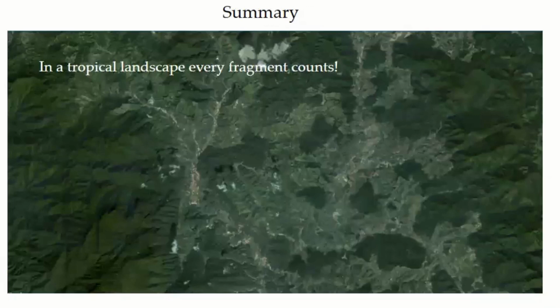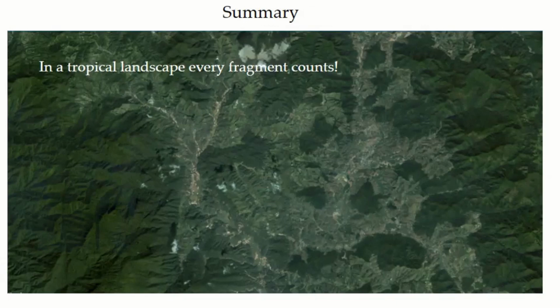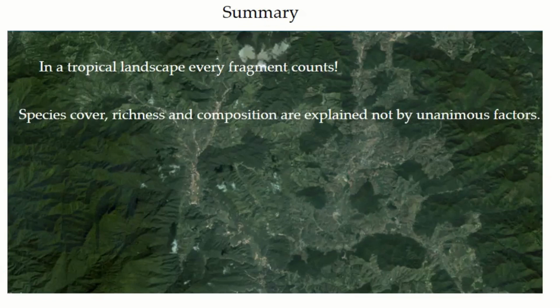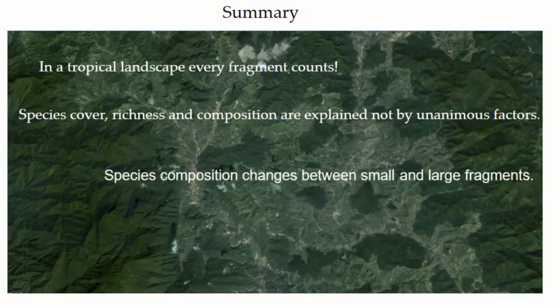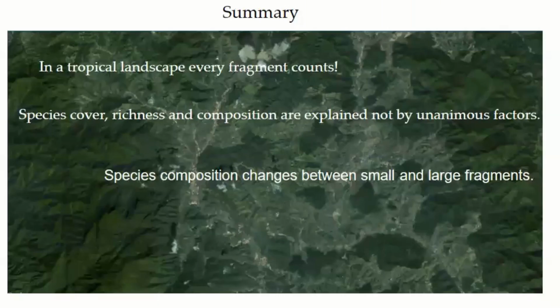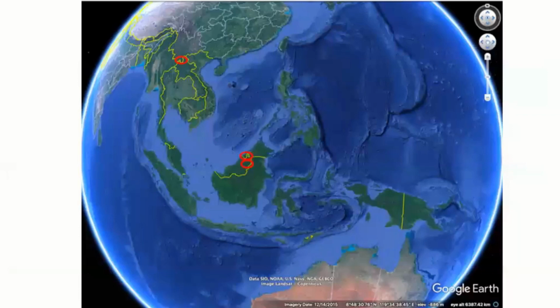To summarize, in a landscape like this, heavily fragmented, every fragment counts. They are not explained unanimously by the same factors, and the species composition changes between small and large fragments. Fine. Now we move to Borneo.